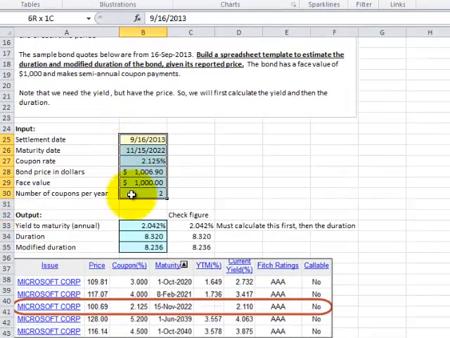We're using the same bond as in the prior example. We have all the same input parameters here. First thing we need to do is calculate the yield. You can refer back to the earlier task when calculating the yield on the bond. And then we'll calculate the duration. Let's start from scratch here.